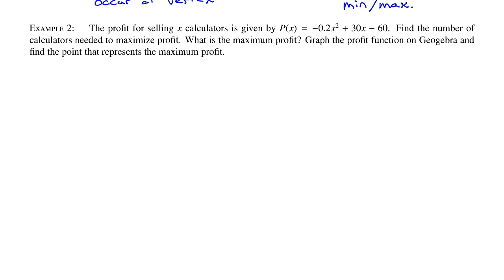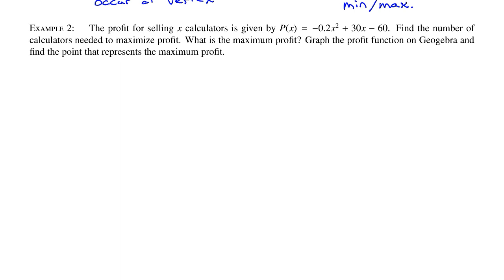Let's look at example number 2. The profit for selling x calculators is given by p of x equals negative 0.2 x squared plus 30x minus 60. Find the number of calculators needed to maximize profit. What is the maximum profit? Graph the profit function in GeoGebra and find the point that represents the maximum profit. I'll let you do the GeoGebra part on your own so that you can get some familiarity with that.